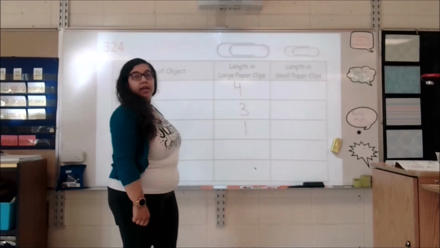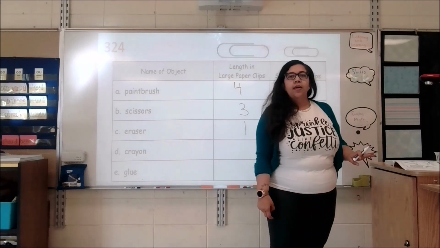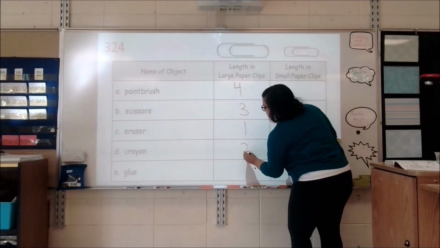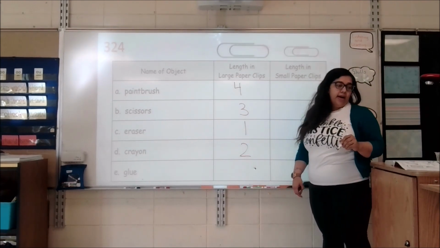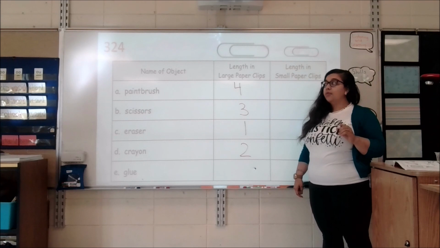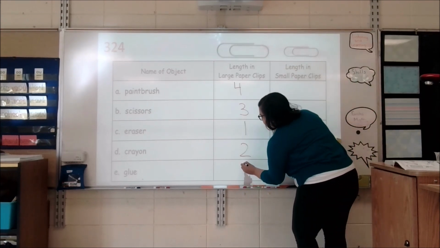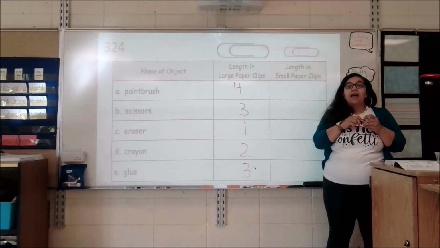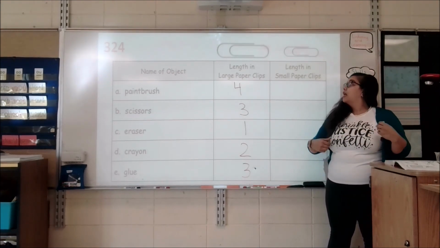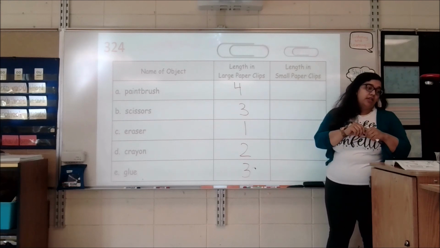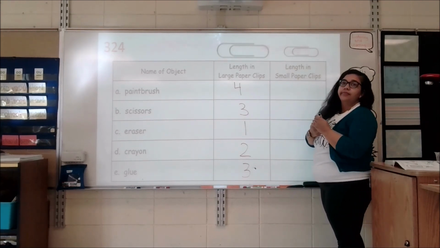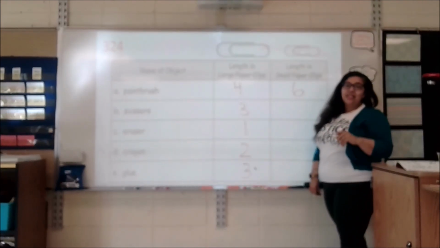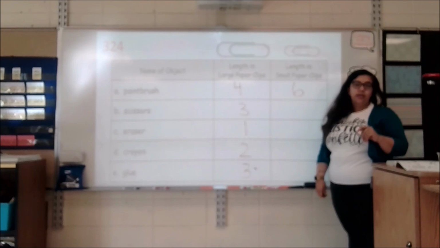Excellent. The crayon, the length of the crayon in large paper clips was 2. The glue bottle in large paper clips was 3. Excellent. And now let's look at each of those items as we measured them in small paper clips. The length of the paintbrush in small paper clips was 6. Good.